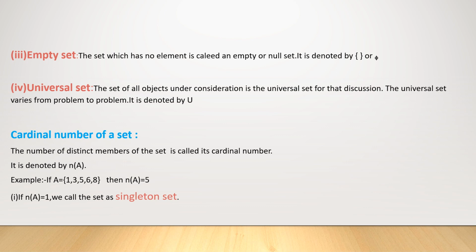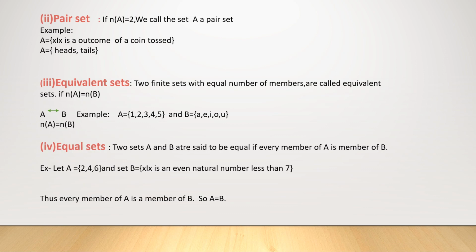If the cardinal number of set A, or we can say if n(A) = 1, we call the set a singleton set. Pair set. If n(A) = 2, we call the set A a pair set. Example: A = {x | x is the outcome of a coin toss}. So A = {heads, tails}.